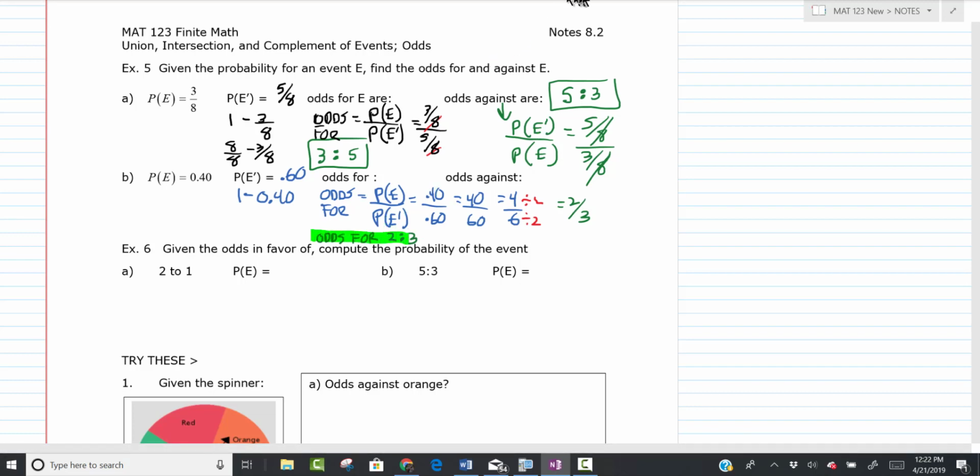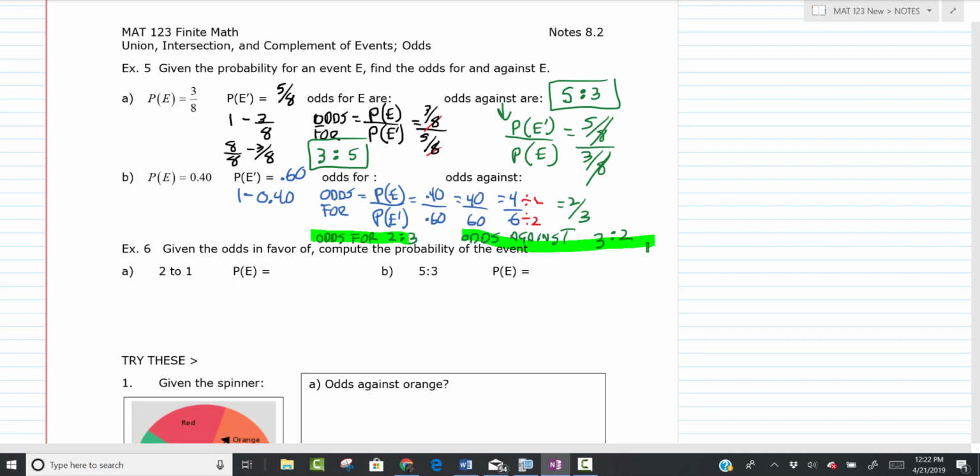Well, the odds against, you can just do that in your head. So the odds against would just be backwards of this. So instead of 2 to 3 odds, that would be 3 to 2 odds like that. Okay, so that's how you do that and get that put together. Okay. All right.